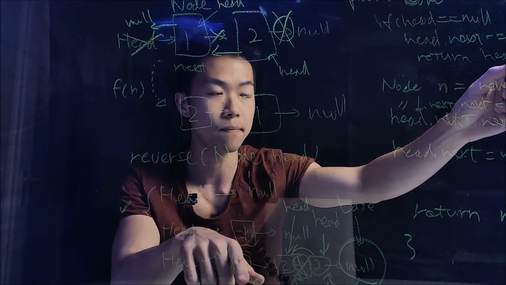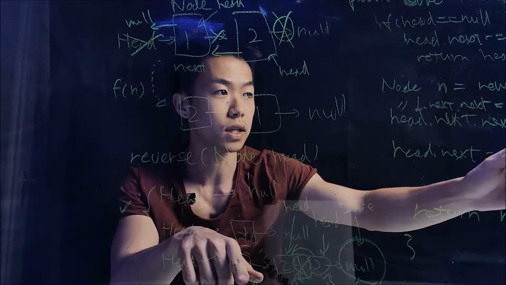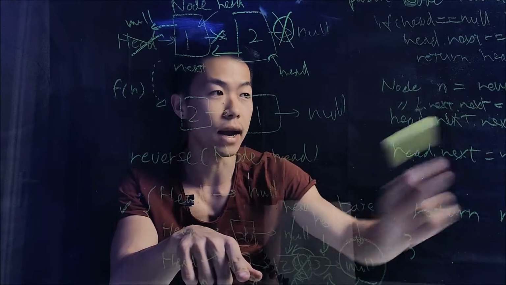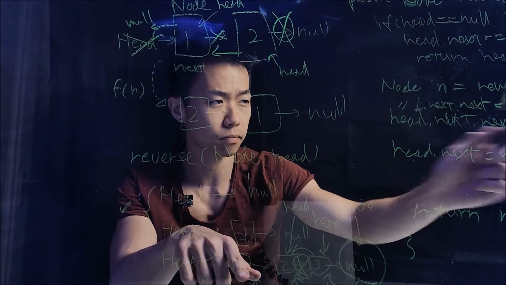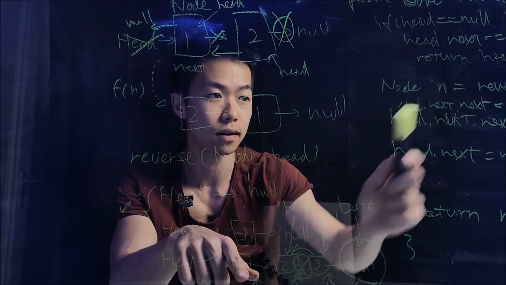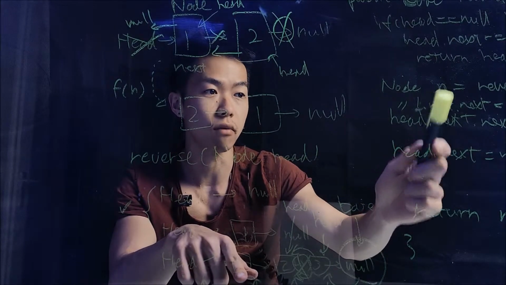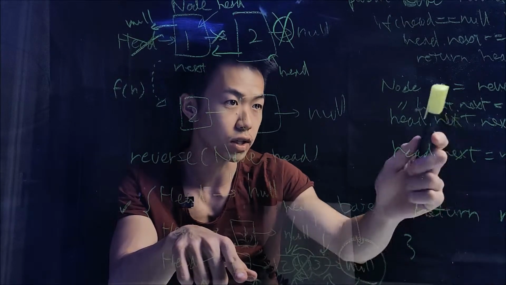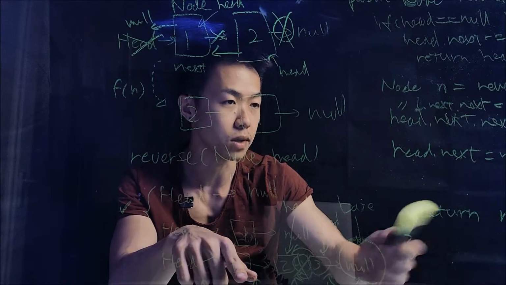Now head is 1, and here we passed 2, right? And then it returned 3 as a new head. But we are not going to do anything with 3, because we're just going to return 3 in previous calls.